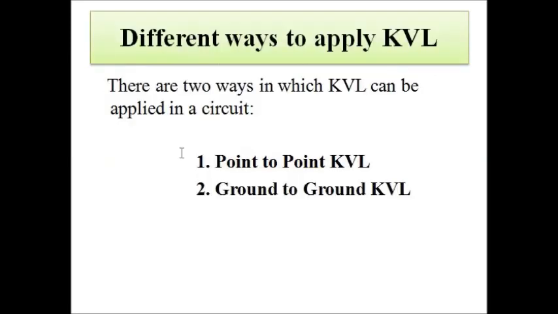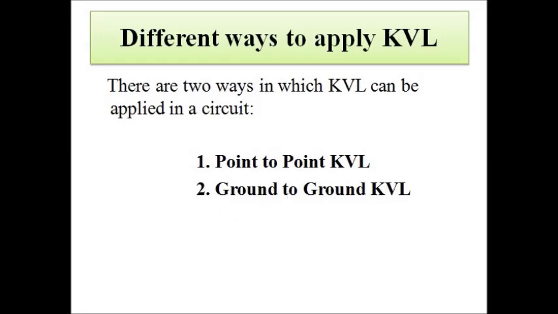Now there are basically two ways to apply KVL. I have already taught you about the first sign and second sign dominating method. That is the basic approach of applying KVL. But in a closed circuit, there are two ways in which KVL can be applied. It depends on how the circuit is represented. The first one is the point to point KVL. The second one is the ground to ground KVL.